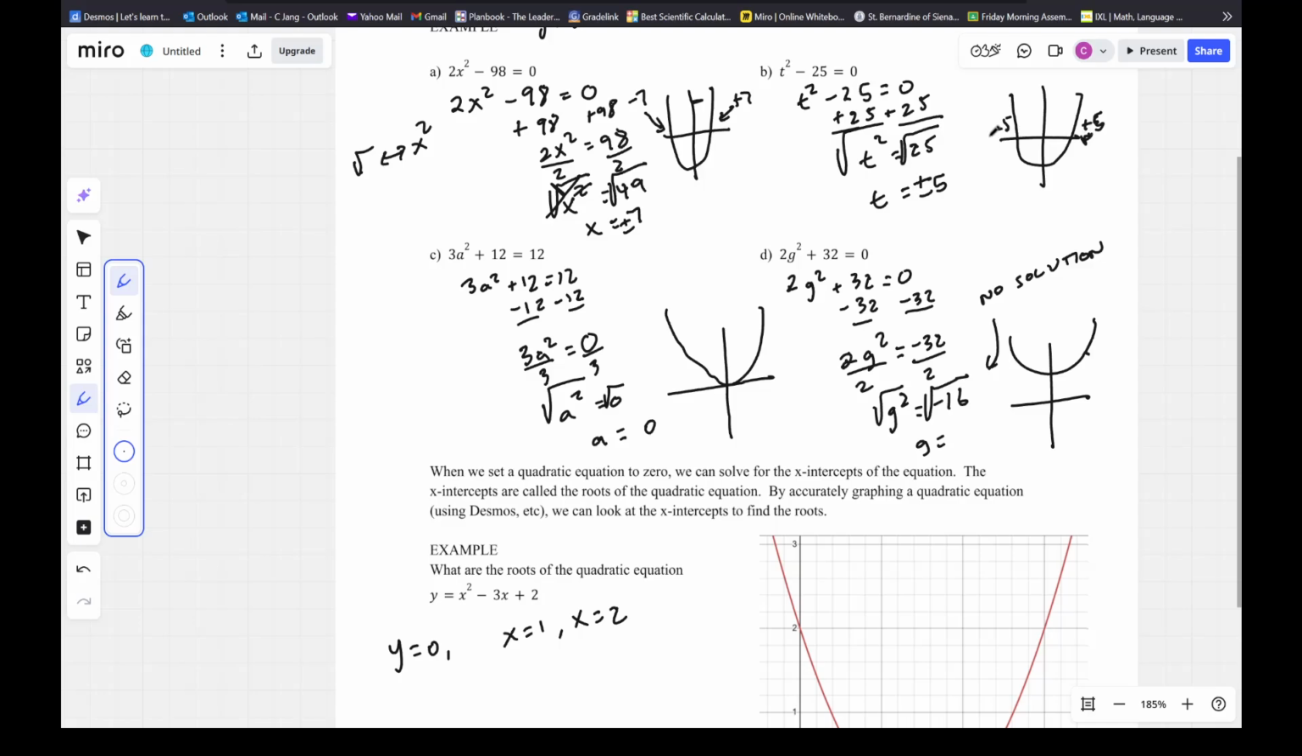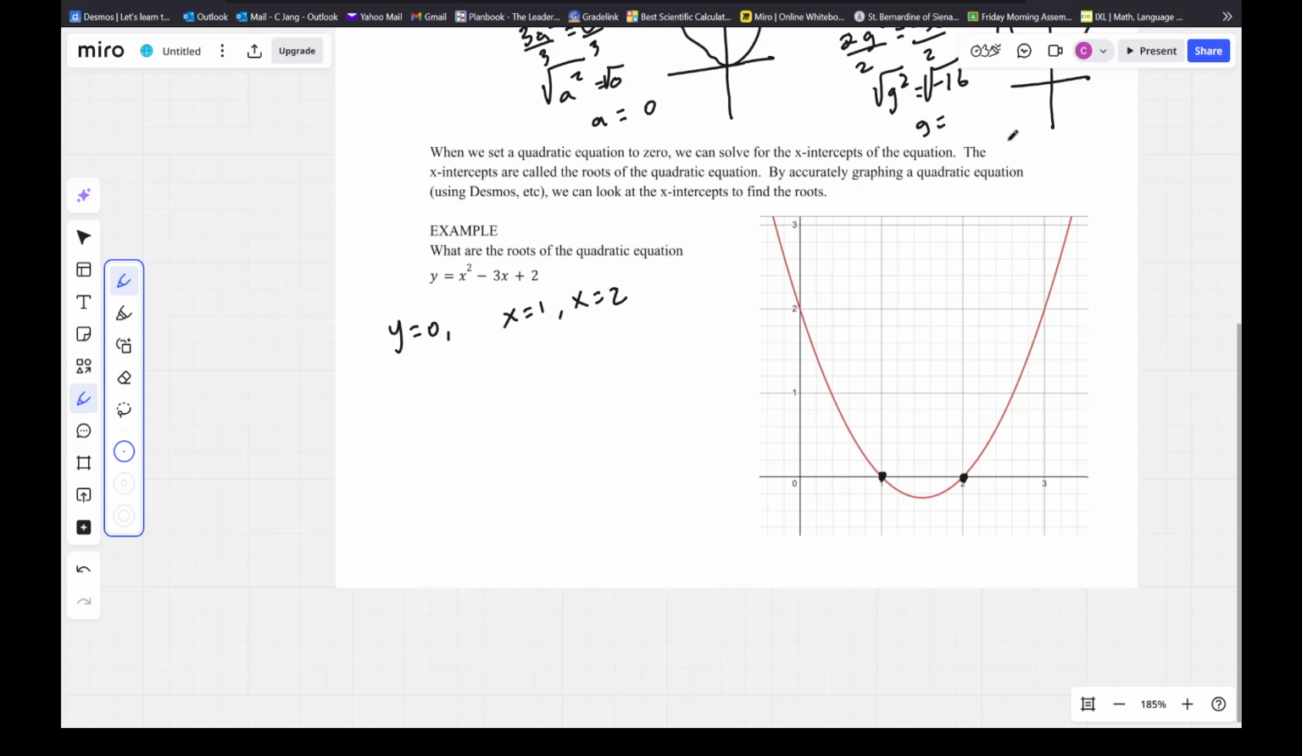We will definitely get more involved in this. We'll talk about this a little bit more. But that's basically what's happening here. The roots are when y equals 0, so keep that in mind. But for right now, we're just solving these quadratics.